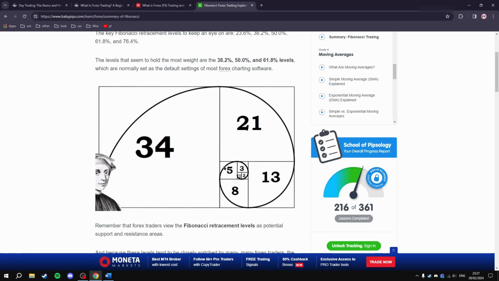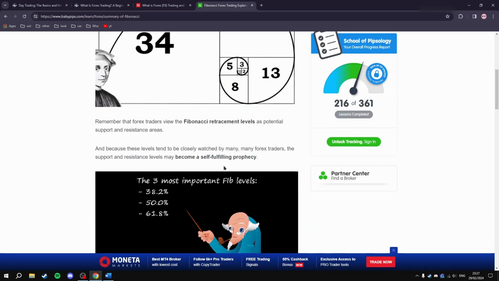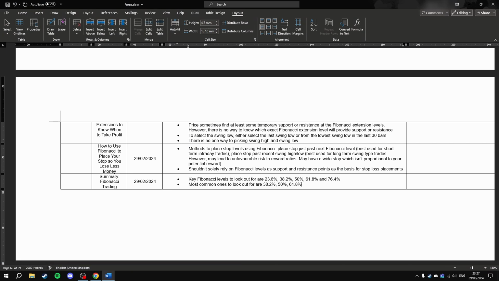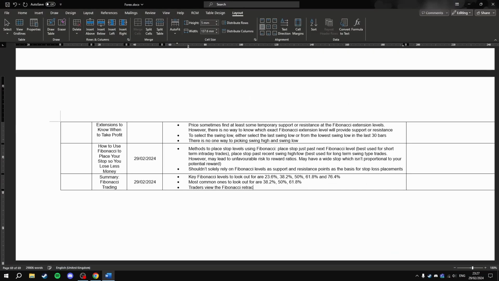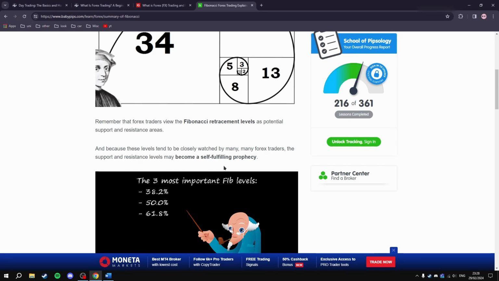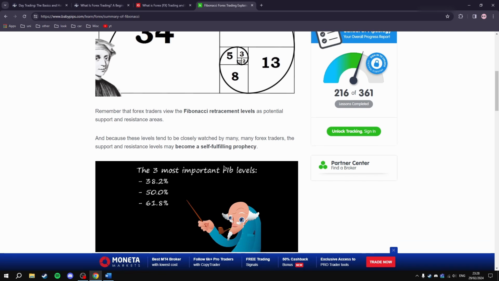Got a nice image of a Fibonacci circle thing. Remember that Forex traders view the Fibonacci retracement levels as potential support or resistance level areas. And because these levels tend to be closely watched by many Forex traders, the support and resistance levels may become a self-fulfilling prophecy.